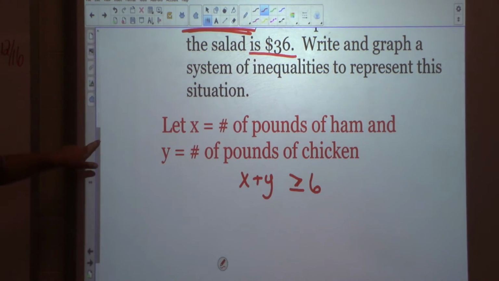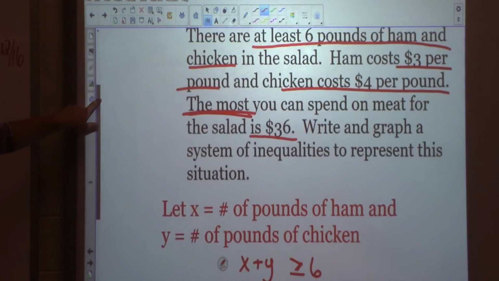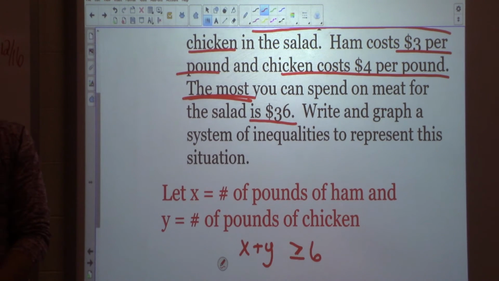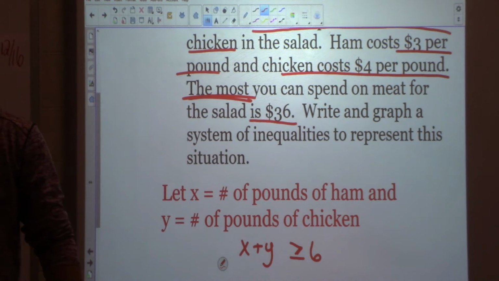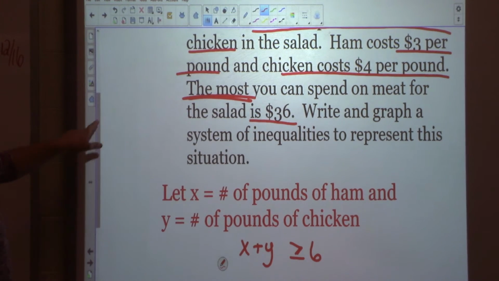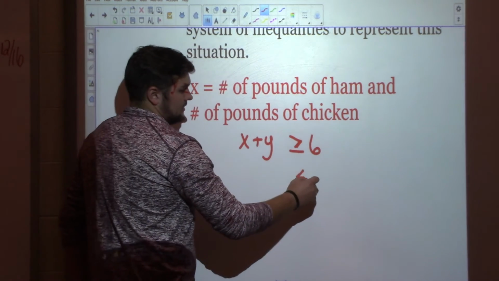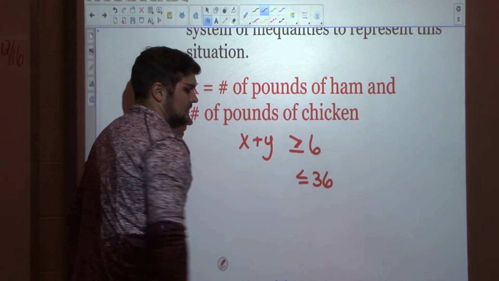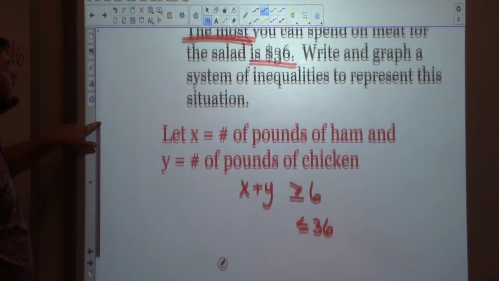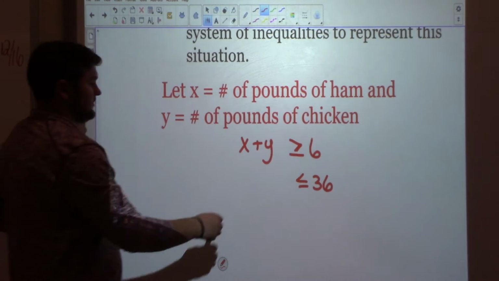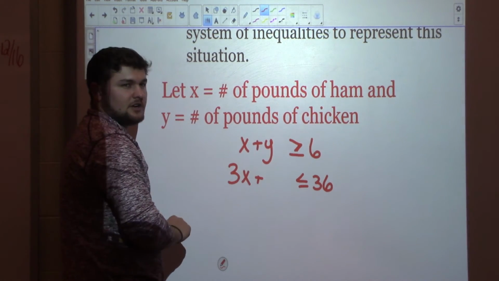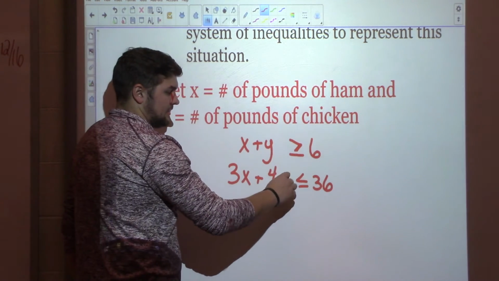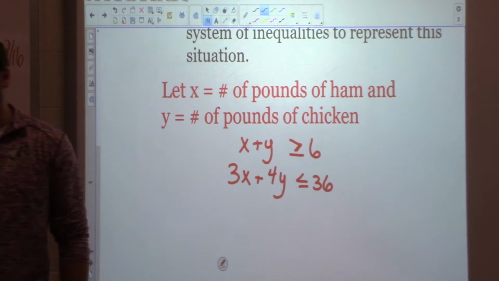Then at most, I can spend $36. That means I can spend less than or equal to 36. Well, how much does ham cost? $3 per pound, or 3x. Plus, how much does chicken cost? $4 per pound, so plus 4y.